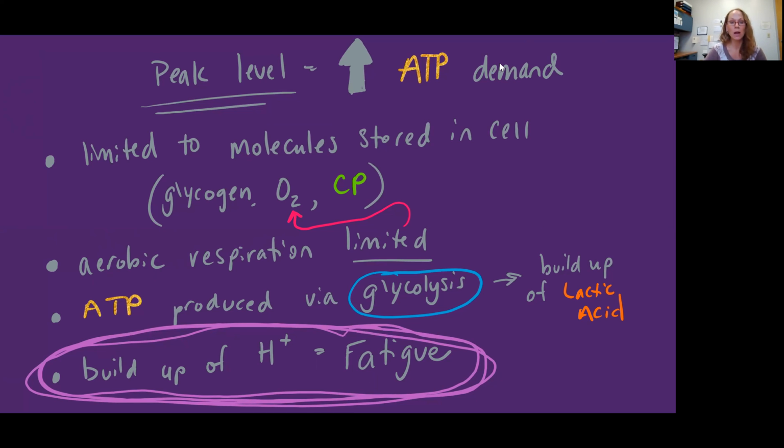So we can see some aerobic respiration happening at peak level as long as we've got oxygen stored in the cell. And once that stored oxygen gets used up, then you're done doing aerobic respiration. ATP then is primarily produced through the process of glycolysis. And this is going to lead to the buildup of a lactic acid molecule, which the body has to process. And we'll also see the breakdown of ATP is going to build up hydrogen ion, which is going to lead to muscle fatigue. So peak level of activity is not something that is sustainable over a long period of time.